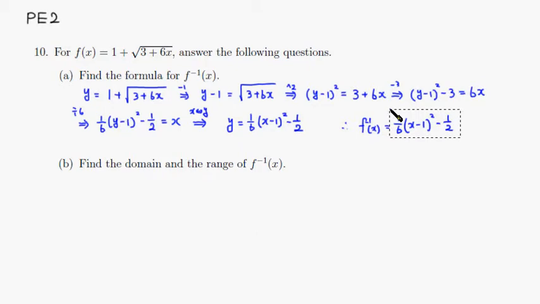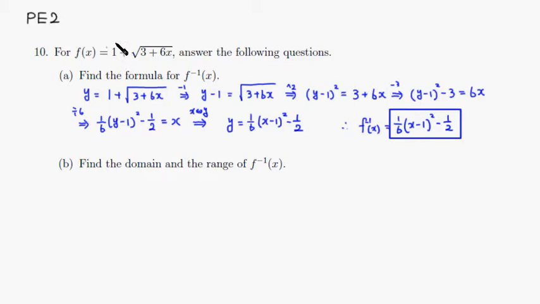Alright, so for part B, there must be some restriction, because this is a parabola, so you cannot take the whole parabola because it won't be one-to-one. So what would be the domain and range of this function? Let's look at the domain and range of the original function.